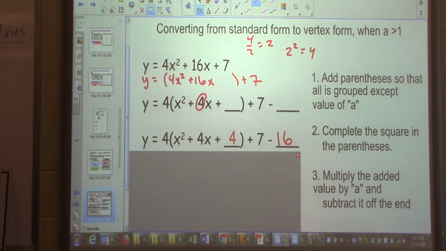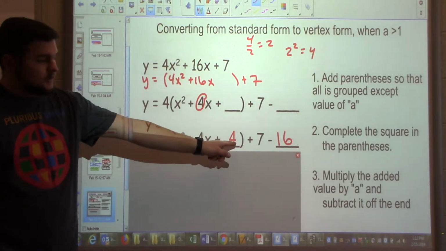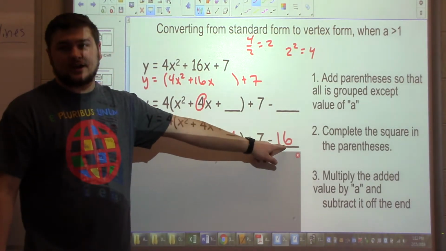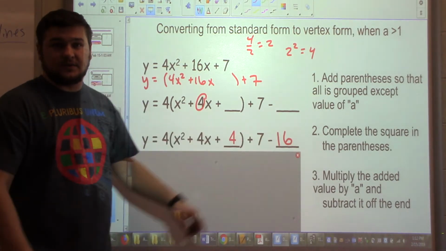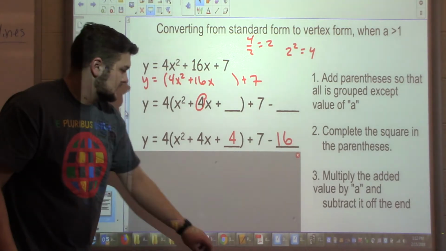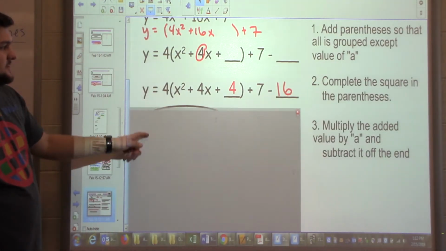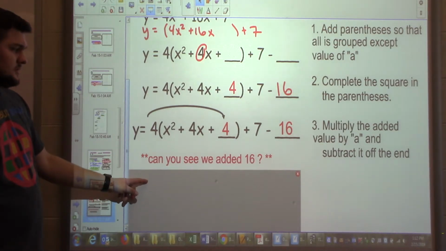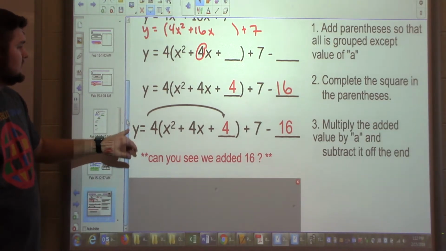Whatever you add in the inside, you're going to multiply by whatever number you pulled out, and that's what you're going to subtract. Okay? So if we distribute this back through, it'd be like adding 16. So subtract 16 on the outside.